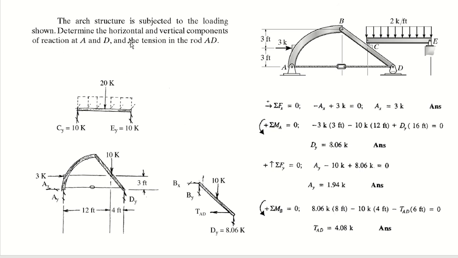What it says is to determine the horizontal and vertical components of reactions at A and D and the tension in the rod AD. So you have to determine Ax, Ay, Dy and the tension in this rod AD. This is your applied load, which is 2 kip per feet, and the total length is 10 feet. It is not mentioned here, but it is 10 feet. So 2 into 10, 20 kip is the applied load. At this point it will resist 10 kip, and at the other end, which is here, it will resist 10 kip. So a 10 kip load is applied at point C, right?